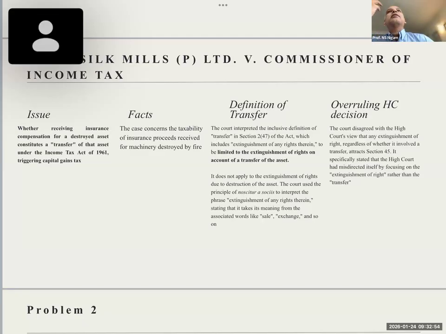And if you have an asset and it's destroyed or it's out of existence and you get something in return, that can't be considered as a transfer for capital gains purposes.